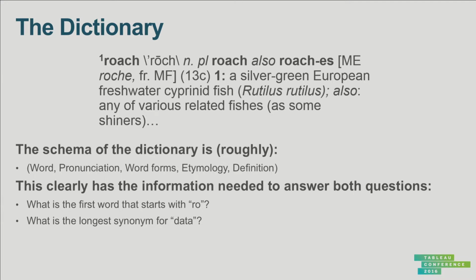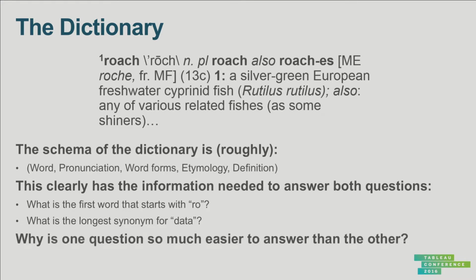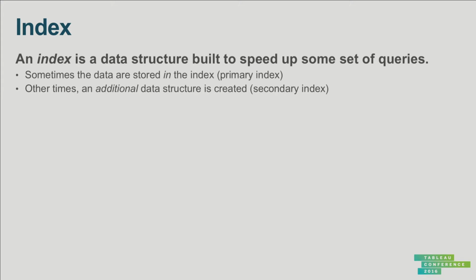So Jennifer was able to very quickly find the answer to the first question: what starts with RO? The information is there to answer the second question, but one of these questions is so much harder to answer than the other. And why is that? Of course, the answer is all about the index. So a few concepts about indexes. We tend to break indexes into two types.